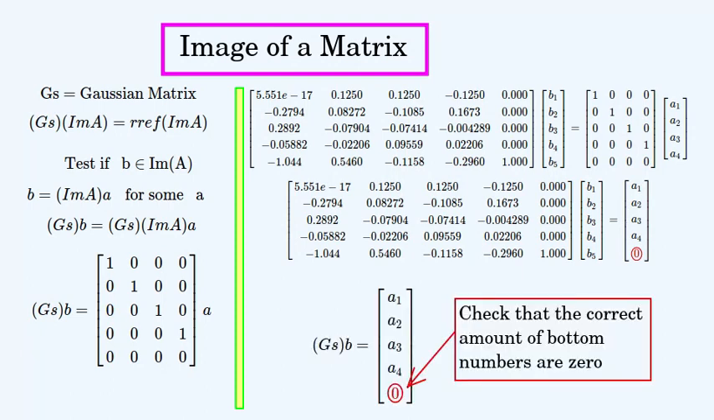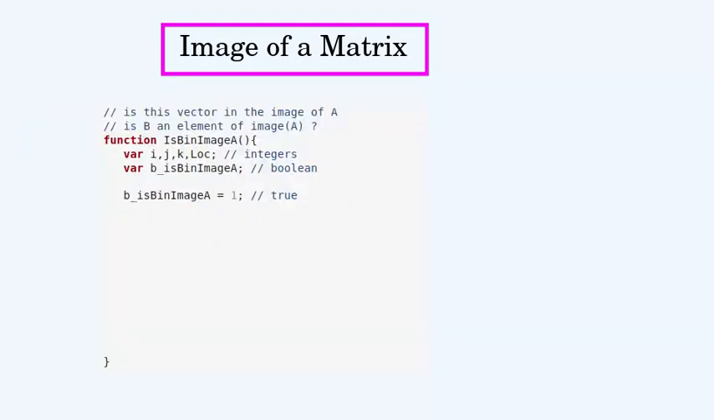Simplifying the right-hand side gives us this, the vector A with a 0 attached to the bottom. So multiplying the vector B by the Gaussian matrix on the left should give us a vector with 1 or more zeros at the bottom like this, if it's in the image, and this is what we'll have to check for. Now to write out the function to tell us whether B is in the image of A.